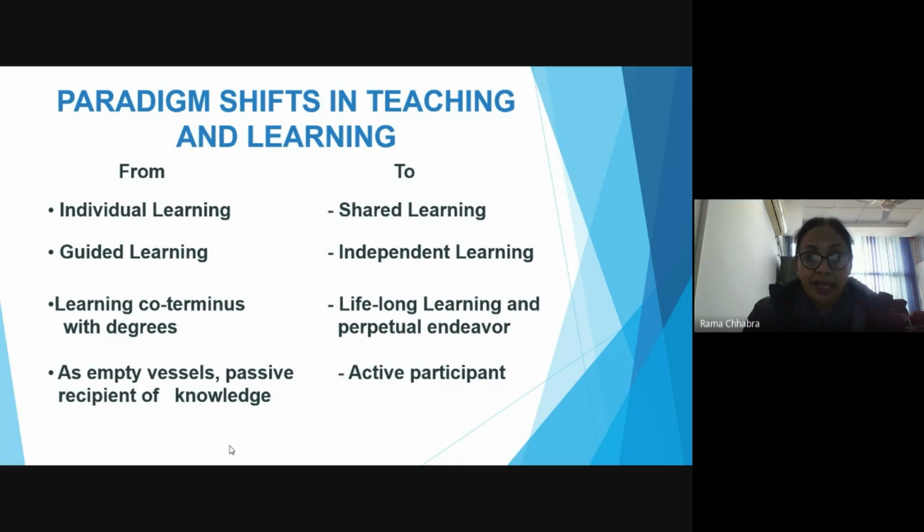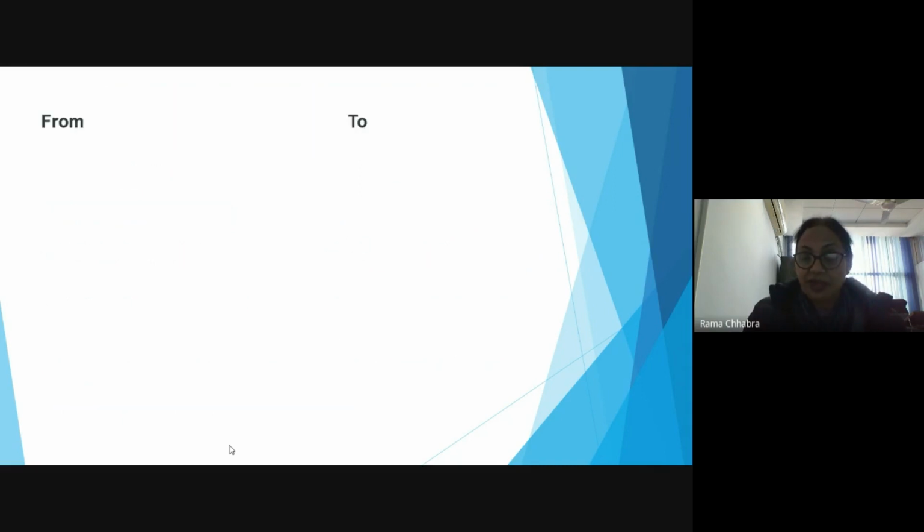Earlier, the learner was an empty vessel. He was the passive recipient of knowledge. Now he or she is an active participant in the learning process. And see, on the part of teachers, now the more emphasis is from skill development to competency. It is not only that he or she has to attain this skill, he or she should be competent enough to use that skill in different situations.